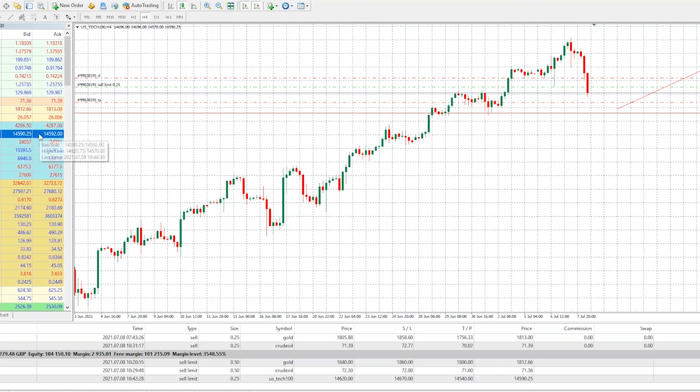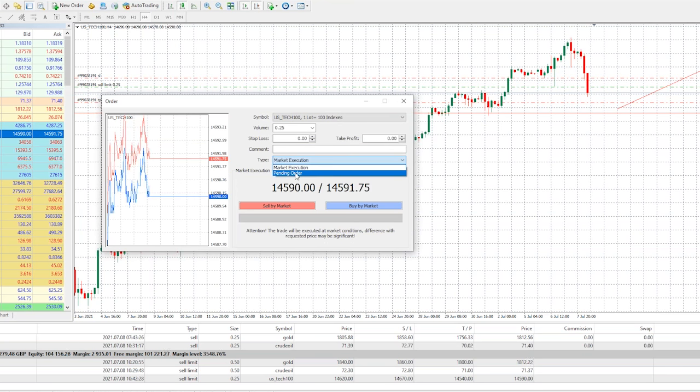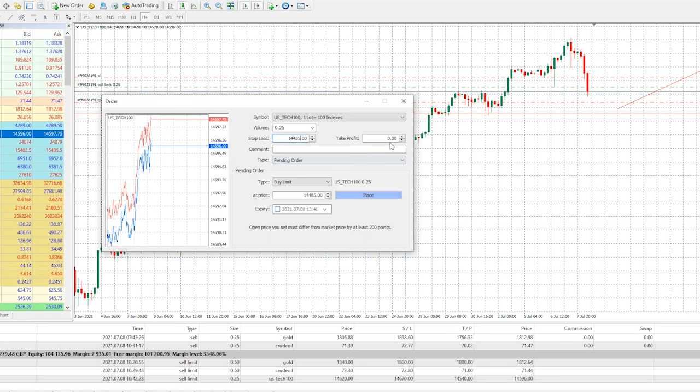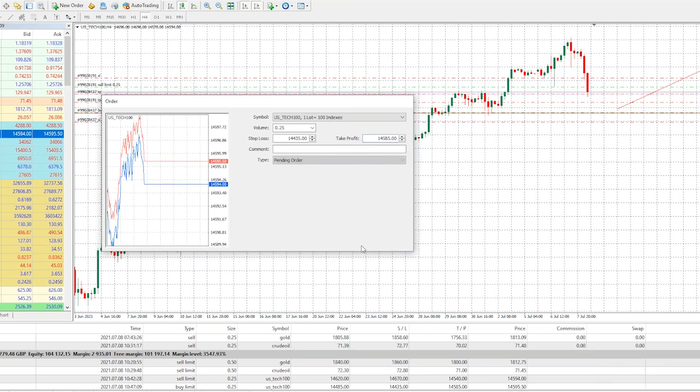Real quick, if you wanted to set up that buy limit, if it was down here just before the support, it's 14,485 maybe. Okay, stop loss then would be somewhere below that, maybe 14,435, 50 points down. And take profit would be higher, maybe 14,585, 100 points up. Okay, so that's a buy limit.